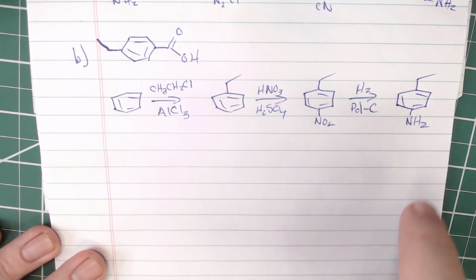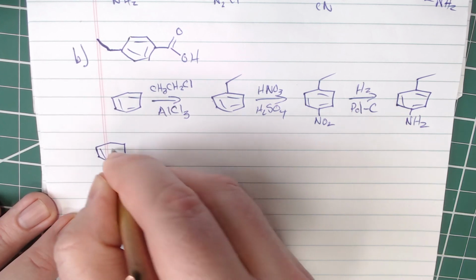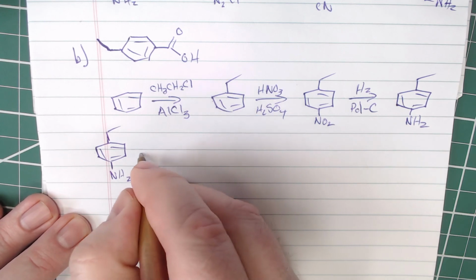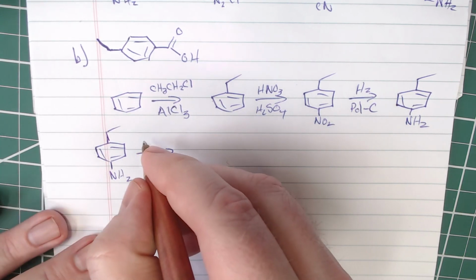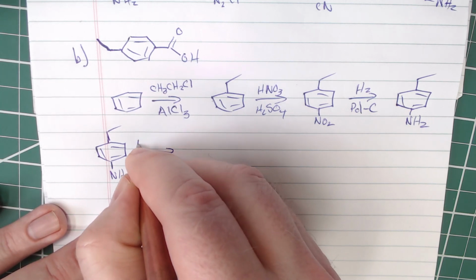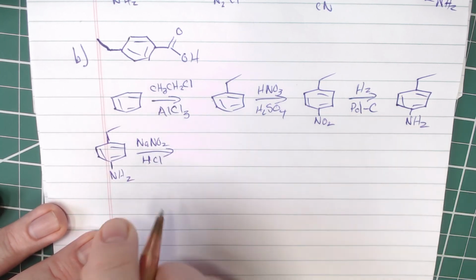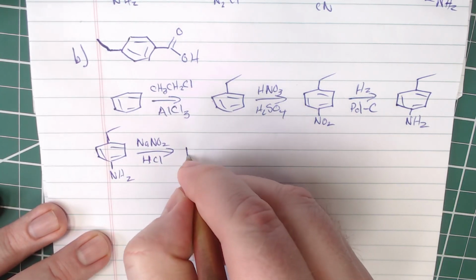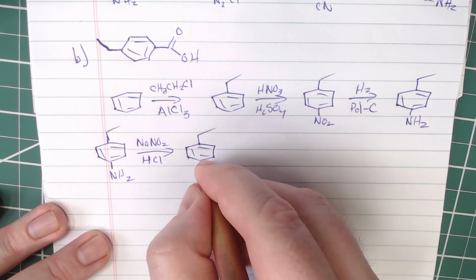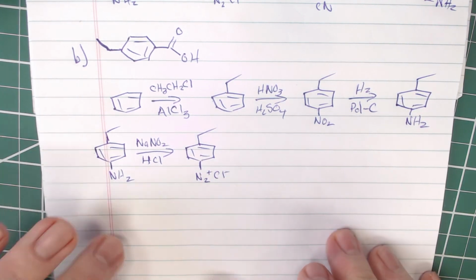All right. I'm going to take that and just rewrite it down here. And if we treat that with the sodium nitrite and HCl, we can convert this into a diazonium salt. All right, so now we have that diazonium salt.